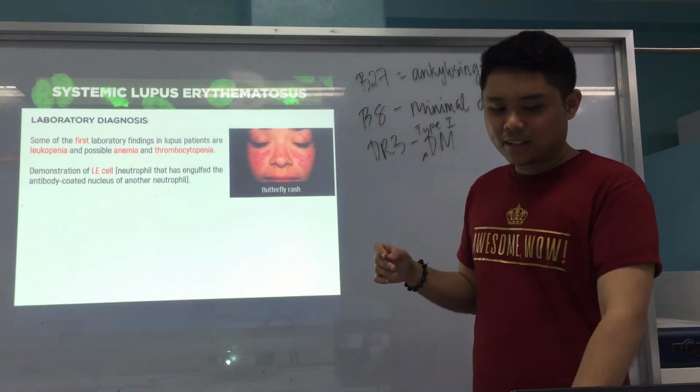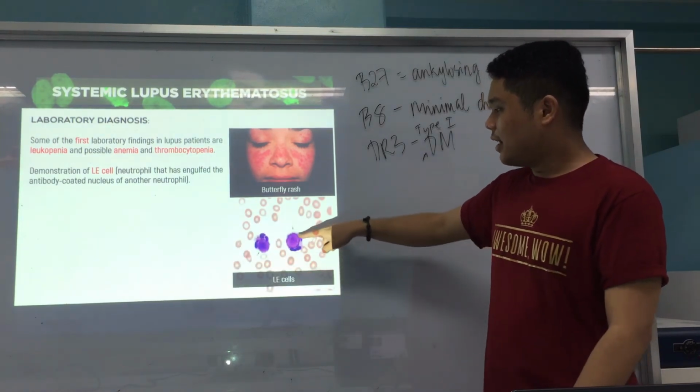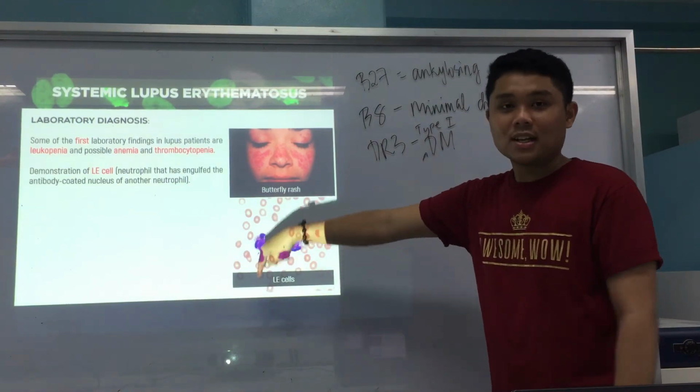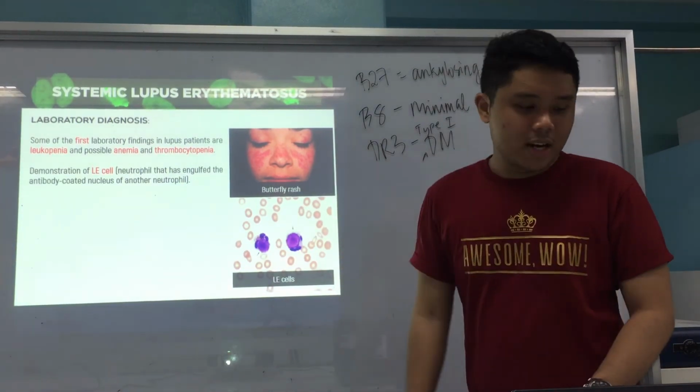So the appearance is like this. So this is an LE cell. This is the nucleus, and this is another cell. That's your LE cell. Again, you have that in your schema too.